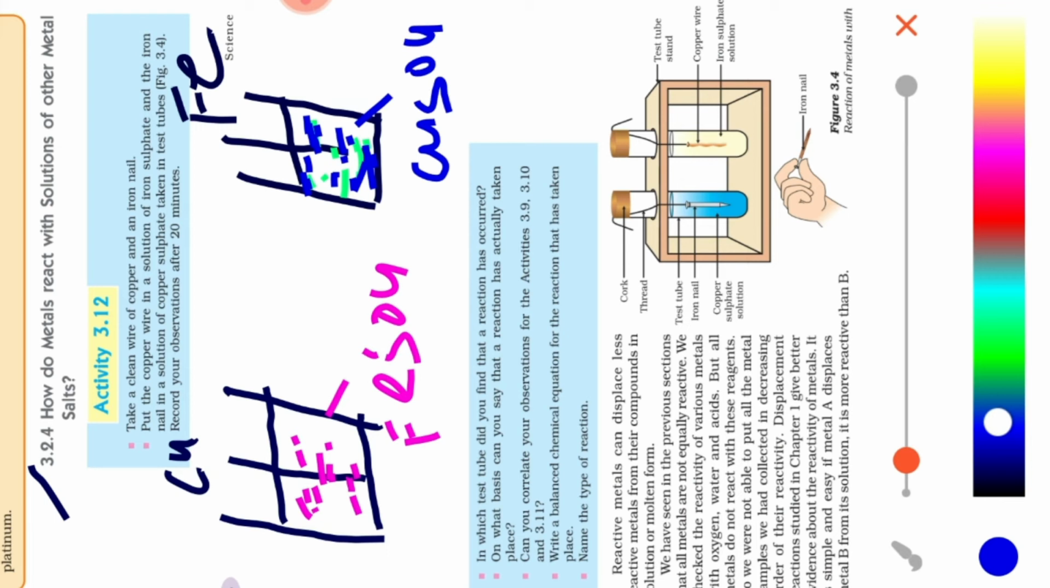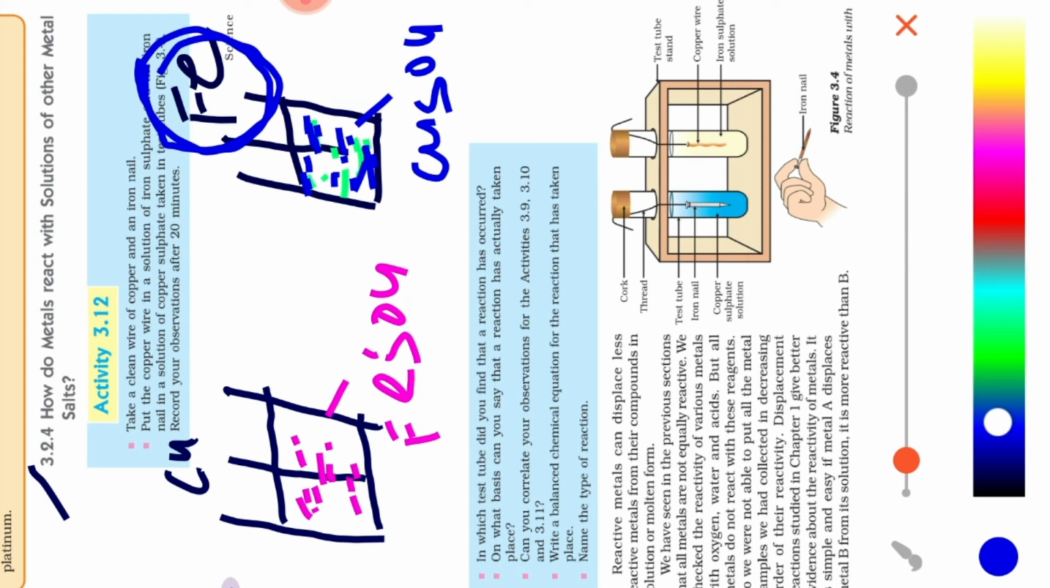Now what is going to happen over there? Then they are asking, record your observation after 20 minutes. In which test tube did you find that a reaction has occurred? On the basis of what can you say a reaction actually takes place? The thing is this: when we react copper with iron sulfate, and iron with copper sulfate, students, one thing I will tell you, that iron is more reactive than copper. Clear? Iron is more reactive than copper, so iron can displace copper.